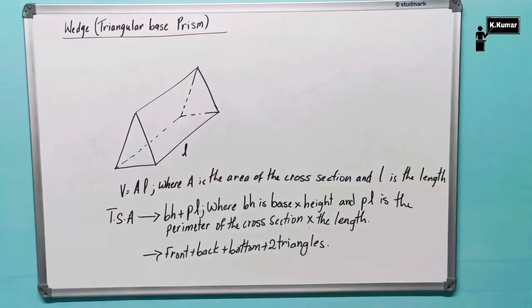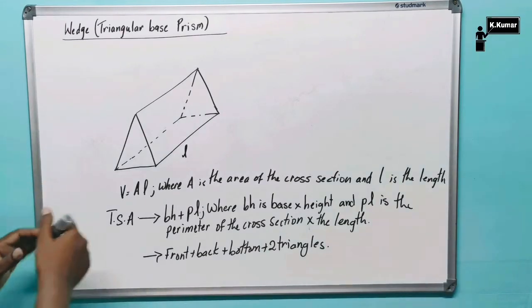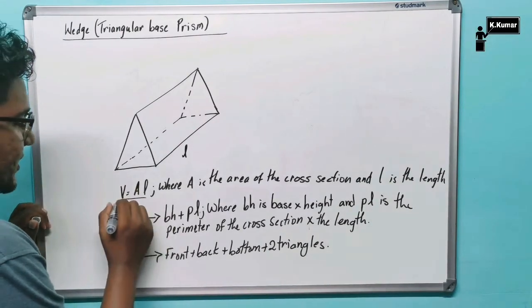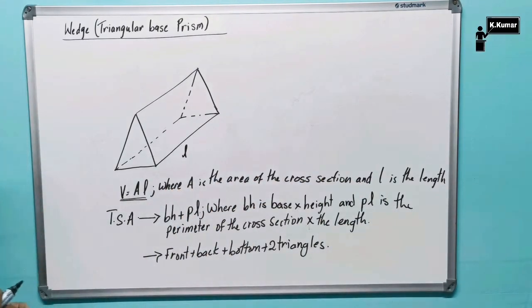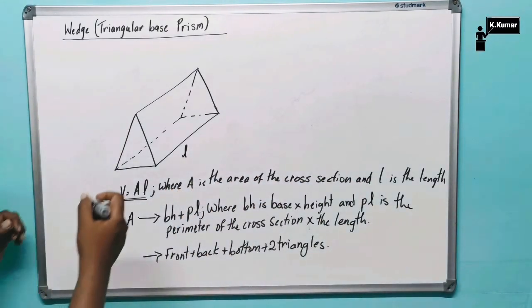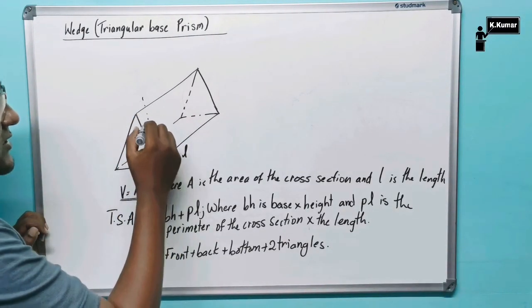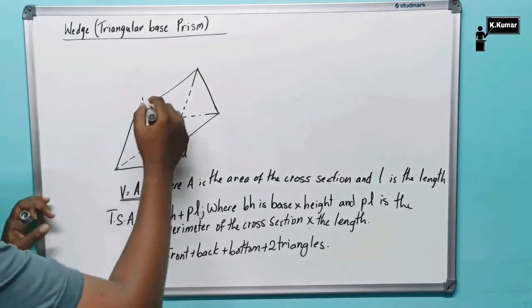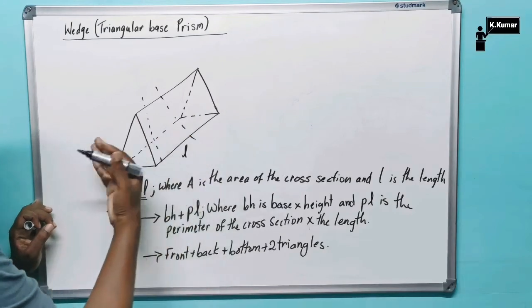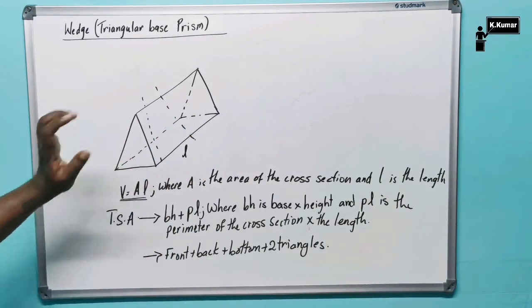The last shape we're going to look at is the wedge or the triangular base prism. So this is what the triangular base prism looks like. Now the volume is equal to AL, where A is the area of the cross section and L is the length. If you notice, the cross section would be any part on this wedge that you decide to cut, you must get this identical face. So if I cut it there, or if I cut it here, I must always get this triangular face. So our cross section is a triangle.